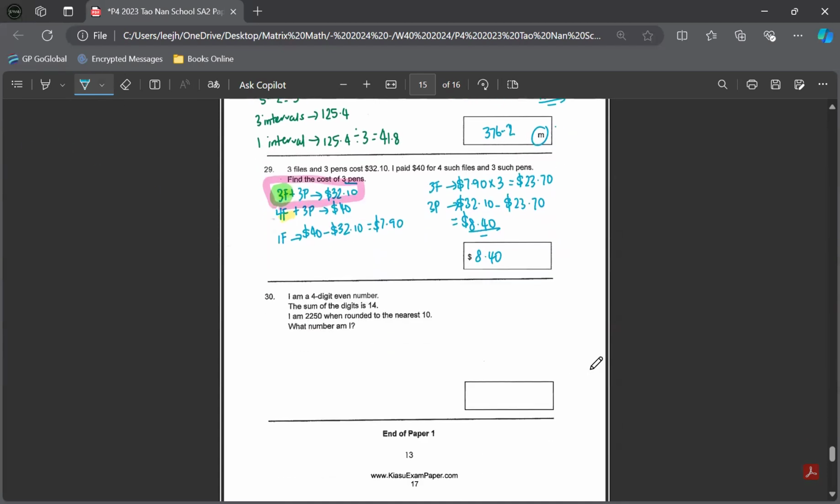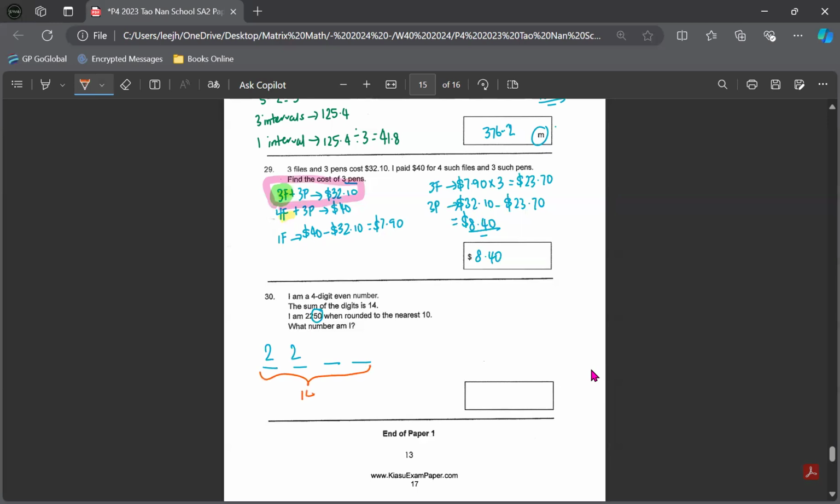Question 30, which is the last question for this exam paper review. I am a 4-digit even number. The sum of the digits is 14. I am 2250 when rounded to the nearest 10. What number am I? Since it is a 4-digit even number, I draw 4 blanks. It is 2250. That means the thousands and the hundreds place are none other than 2 and 2.